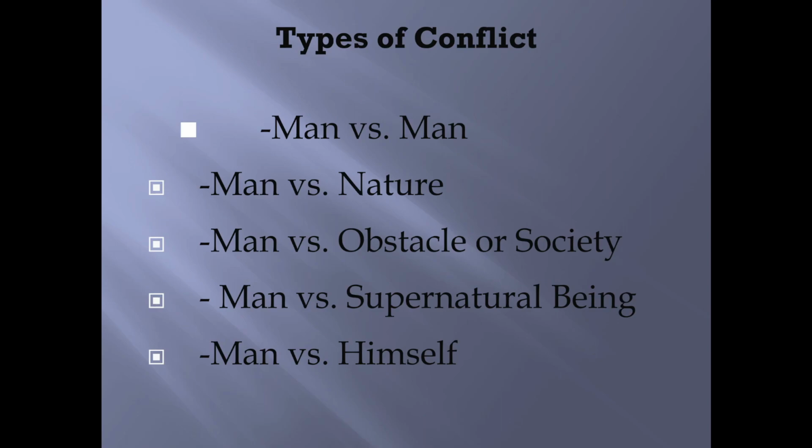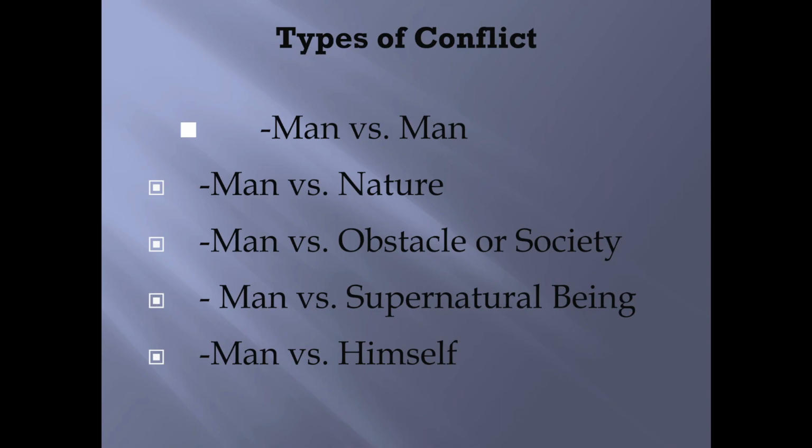Maybe they are living in a society where people don't believe in one another, and killing happens, or those kinds of things. So that is what we call man versus obstacle or society. And then man versus supernatural being, maybe against aliens, maybe against something that doesn't really exist in our time, our life.